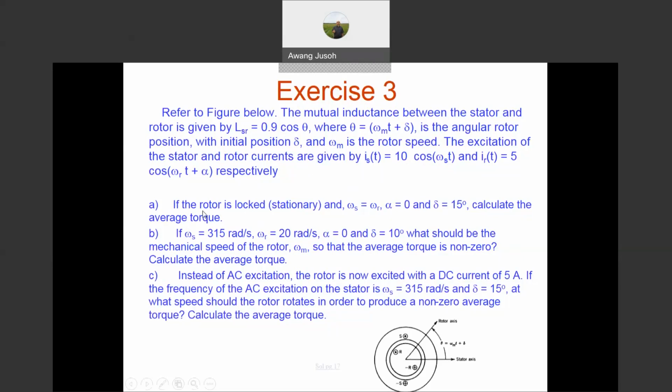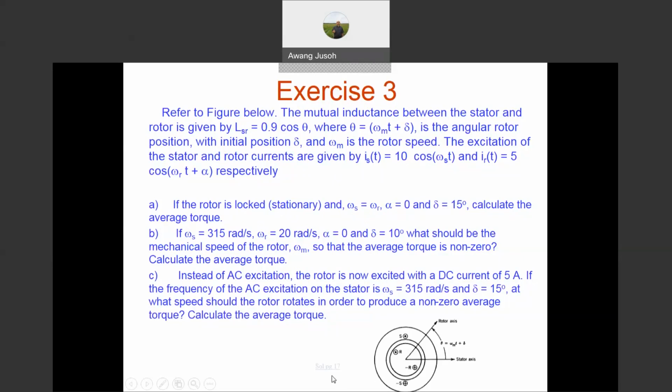Okay, now we go to the first one. If the rotor is locked, stationary locked, and omega s equals omega r, calculate the average torque. So now you have to first calculate the torque equation whenever we lock the rotor.